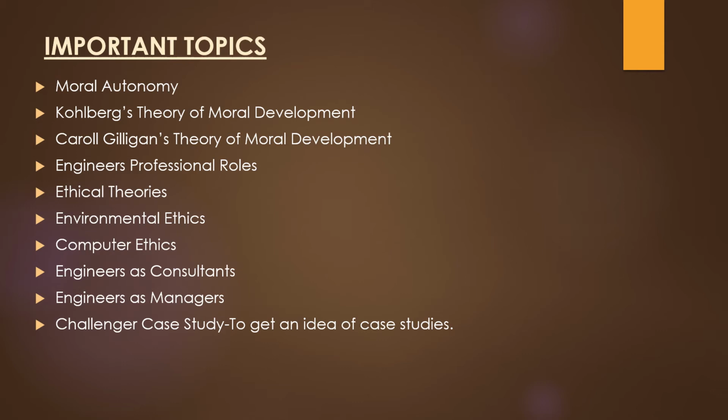Next important topic is Kohlberg's theory of moral development. We have seen the 3 levels are there, 6 stages are there. Learn them thoroughly and don't mix up the stages or the levels. If you mix it up, then the entire thing is going to go down. So you will get no marks if you mix up the levels. So clearly learn the levels and the stages inside. Okay, so when you learn the level, you also learn the stages properly.